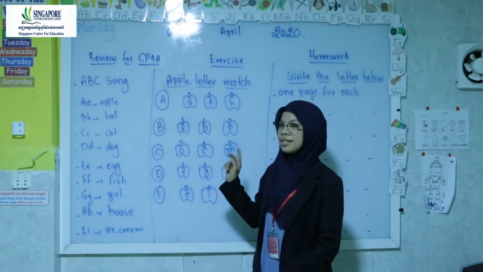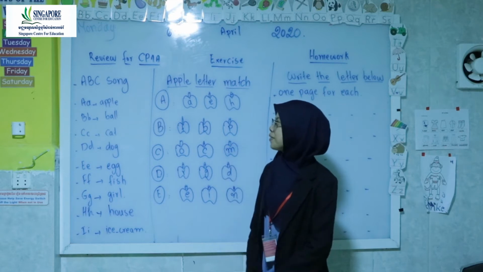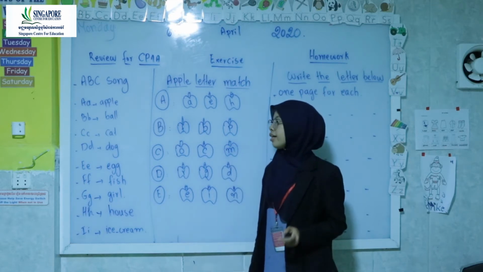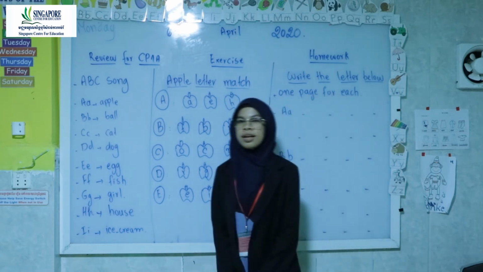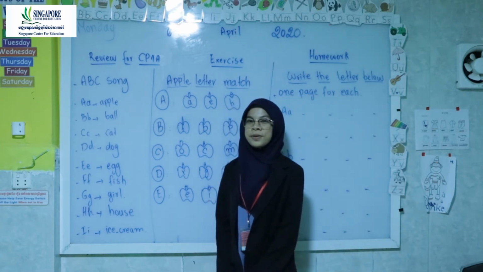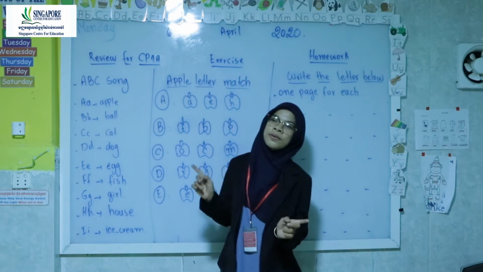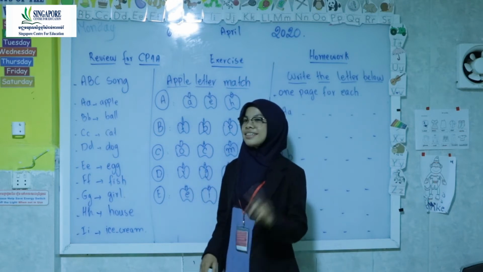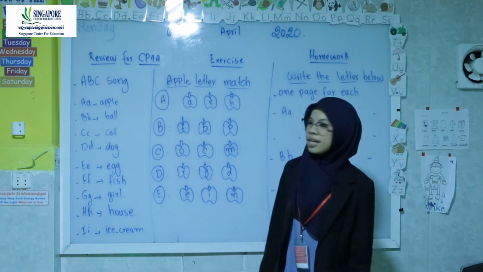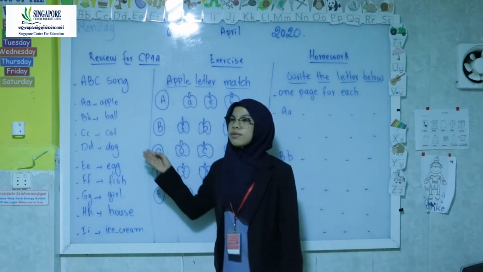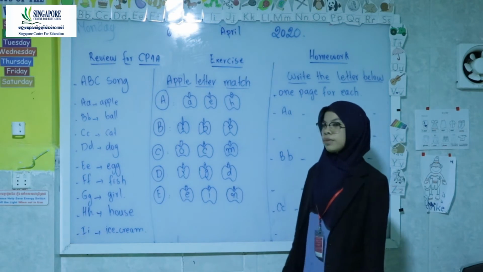A, B, C, D, E, F, G, H, I, J, K, L, M, N, O, P, Q, R, S, T, U, V, W, X, Y and Z. Now I know my ABC. Let's turn 1, 2, sing with me.